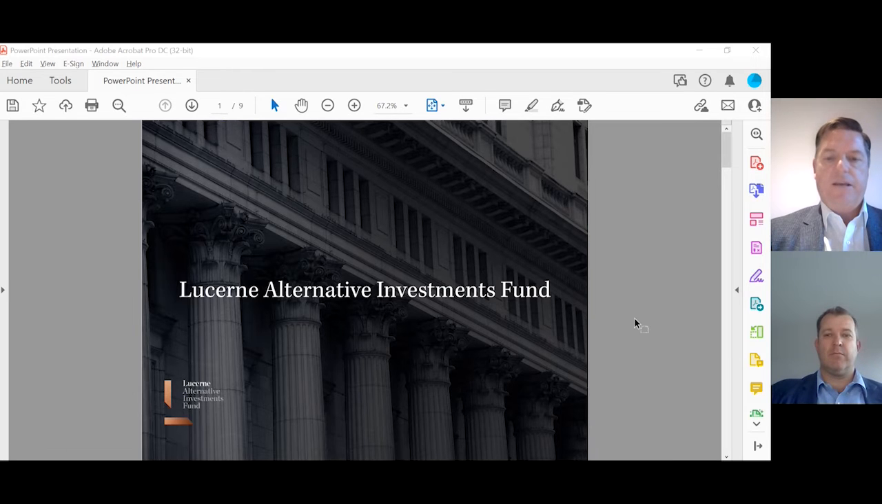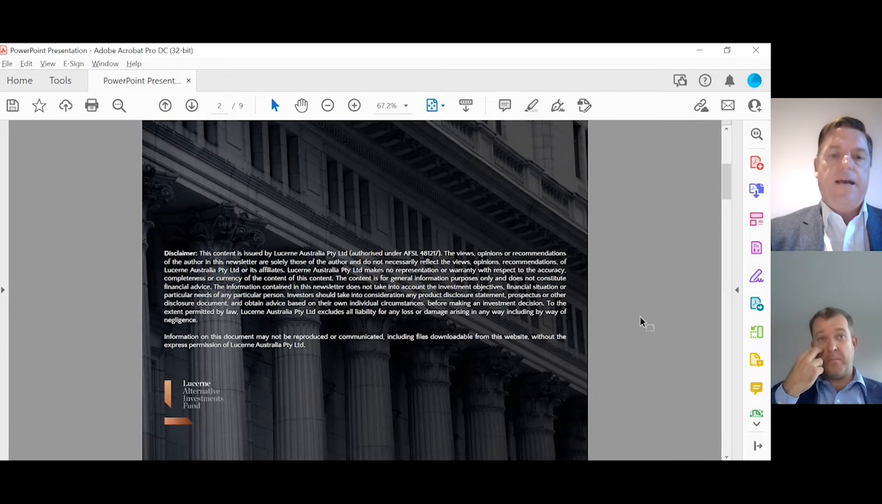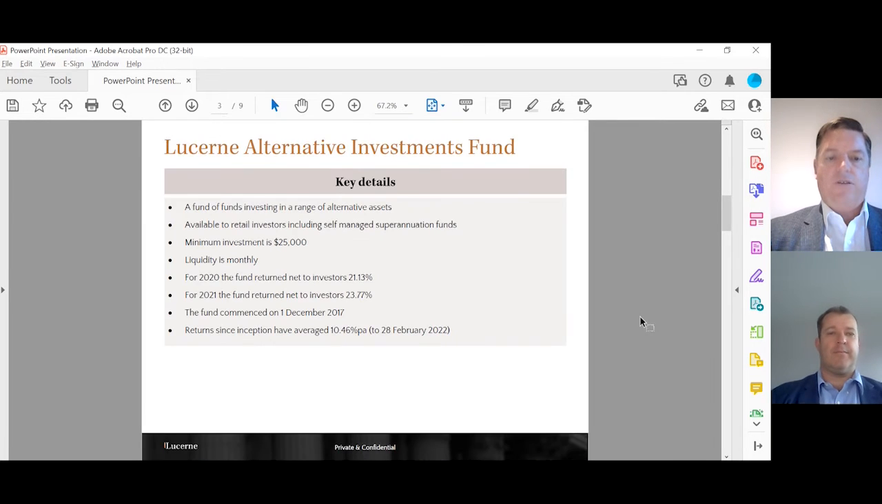In particular, Leif is a retail fund or a registered managed investment scheme, as many of you would know it. It has the ability to accept investments from as little as $25,000. Now, what's unique about that is, of course, how else does a self-managed super fund get to invest in alternative investments if it doesn't meet the sophisticated investor test? This is the way you get to do it.